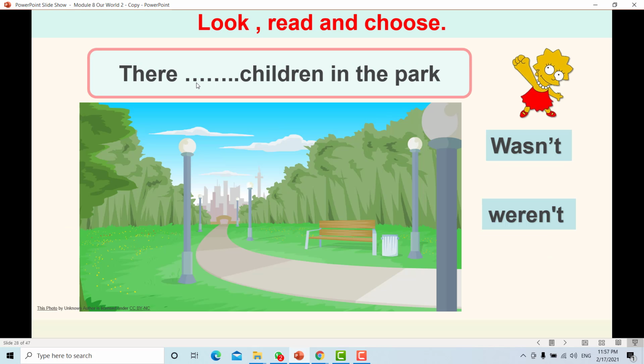There are children in the park. Wasn't or weren't? Perfect. Weren't. Why? There is no S here in the word children. Is it plural or singular? It's an irregular plural. The singular of the word children is a child. Children is an irregular plural. It will be there weren't.